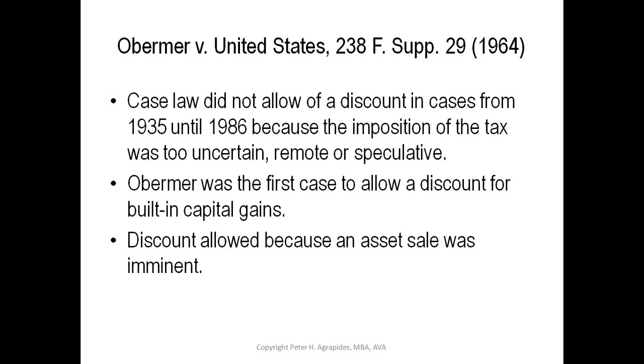The next case is Obermer versus the United States. This was in 1964. From the General Utilities case in 1935 through 1964 with the decision of Obermer, case law did not allow for a discount for built-in capital gains tax, or an adjustment, as I referred to it at the beginning of the presentation. They didn't allow for any type of adjustment because the imposition of the tax was too uncertain, remote, or speculative.